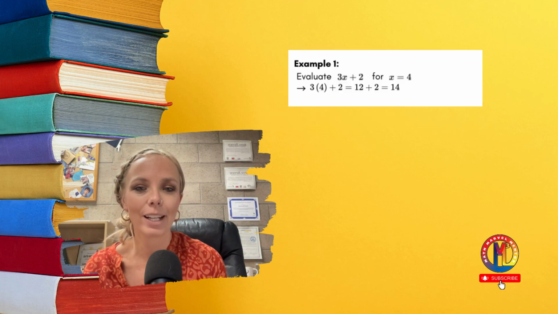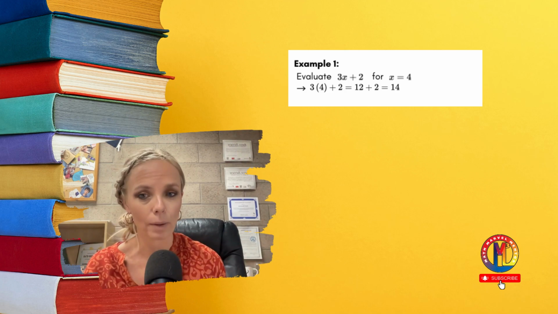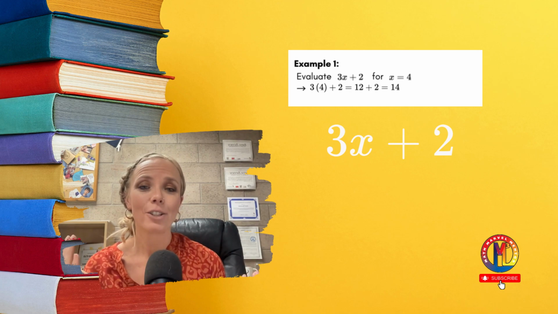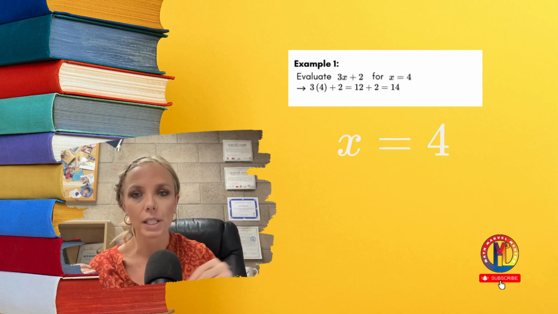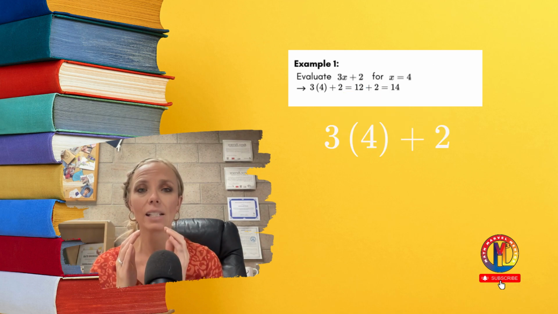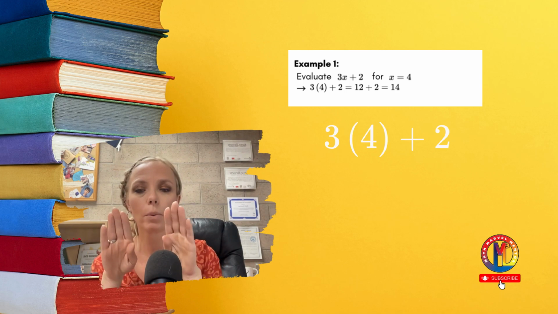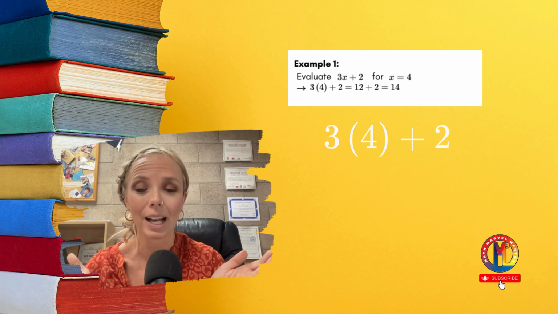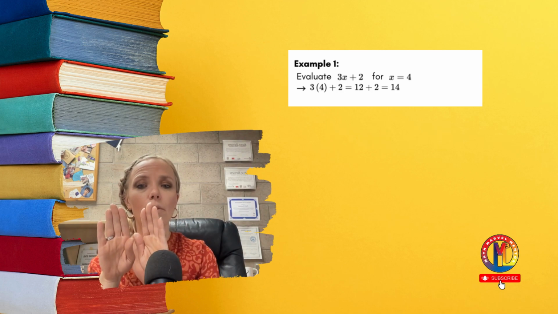We have evaluate 3x plus 2 for x equals 4. So 3x plus 2, and then we know what x is. X is 4. So now we are going to substitute or plug that value in. So instead of writing 3x, we replace the x with 4, and we have 3 times 4. Remember, when they're right next to each other, we don't see the operation sign, but it means to multiply. So 3x means 3 times x, and then x is 4. So 3 times 4 plus 2.